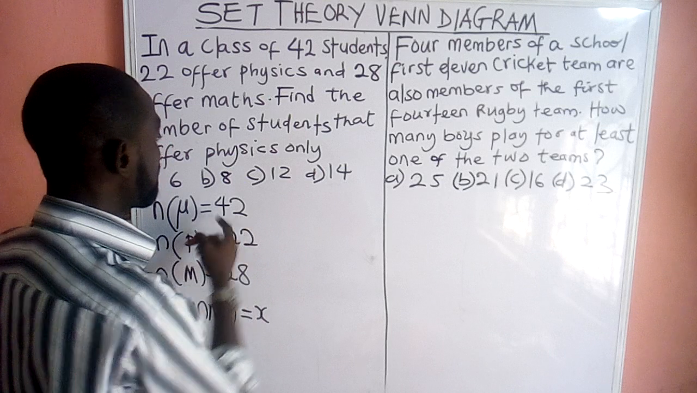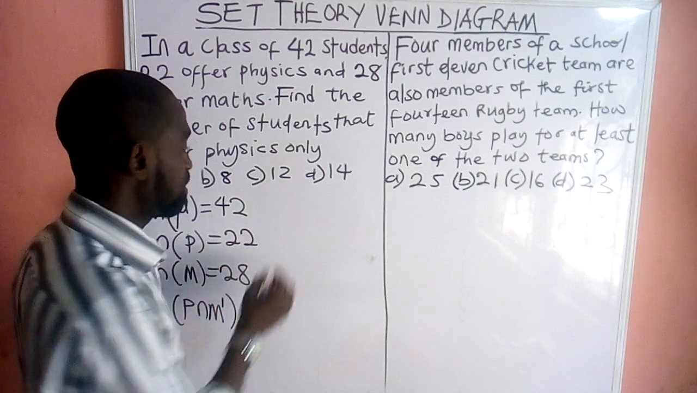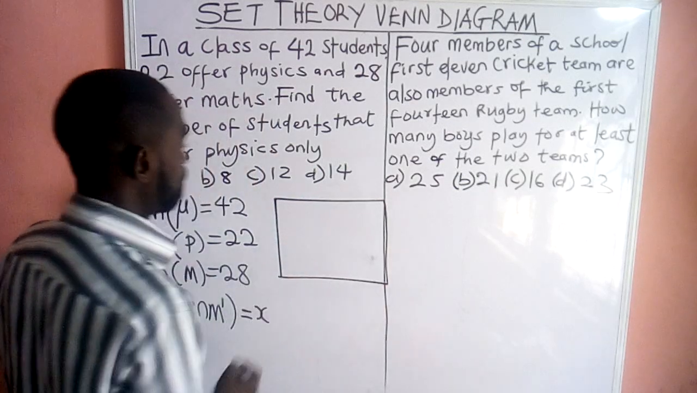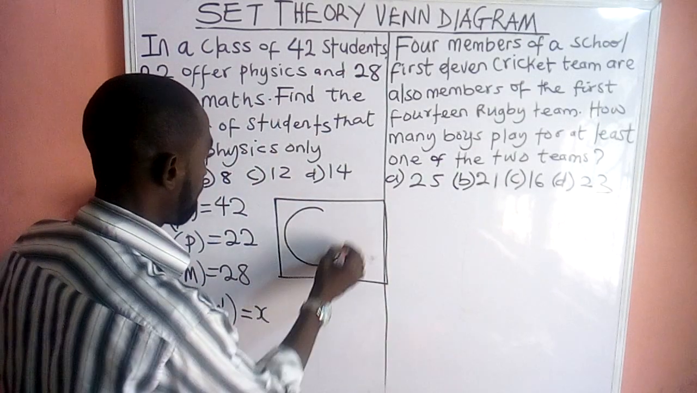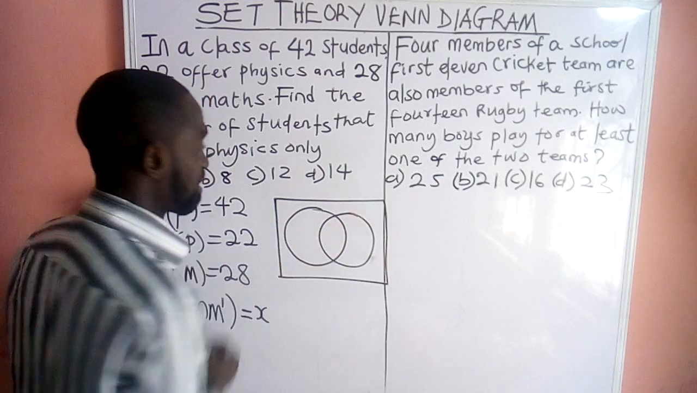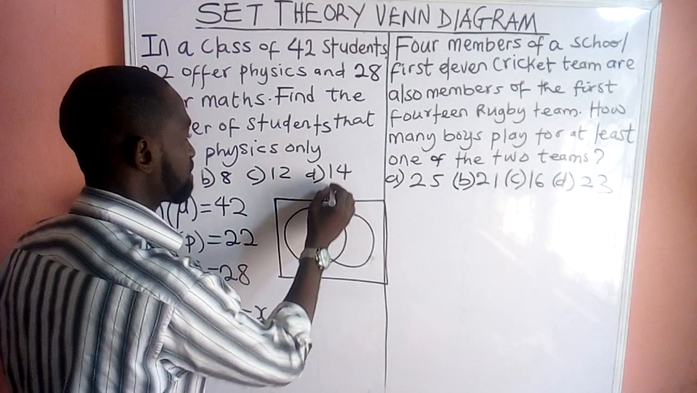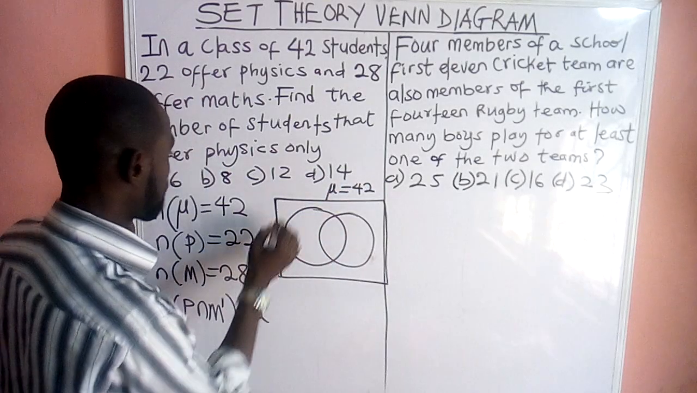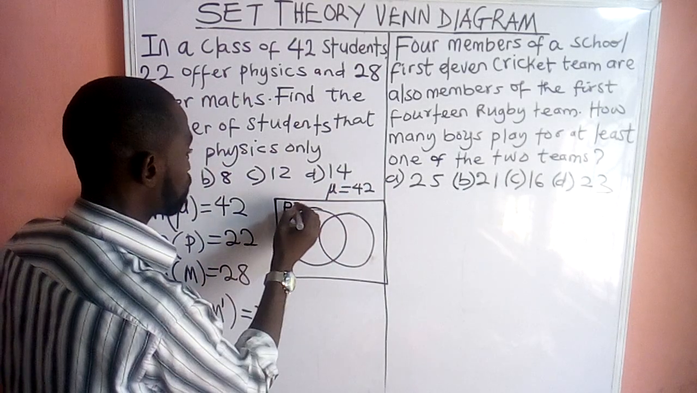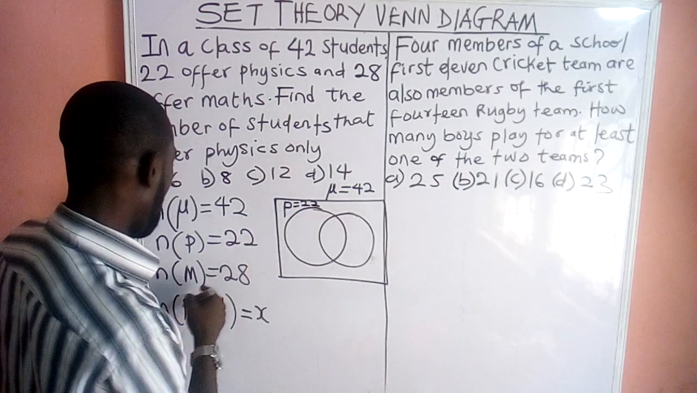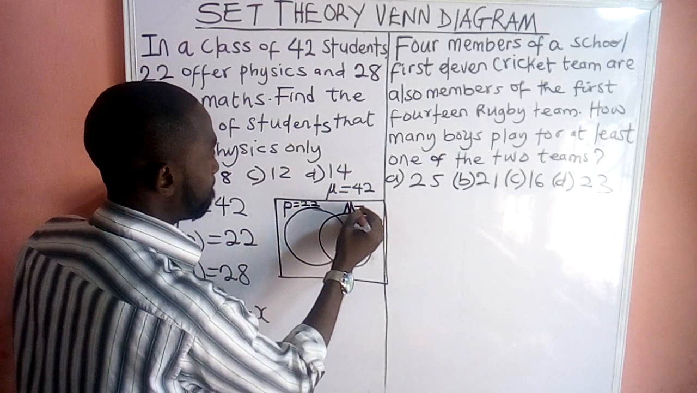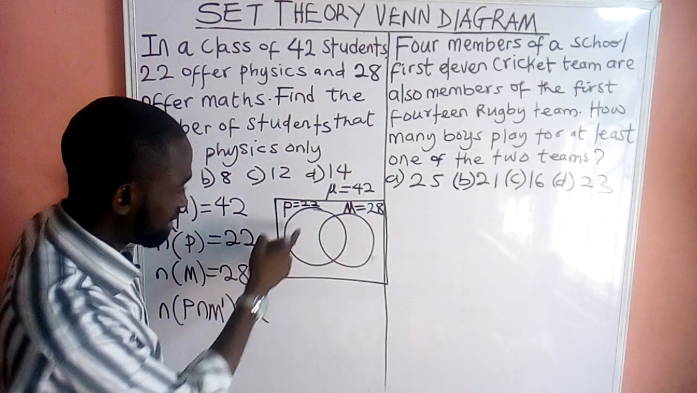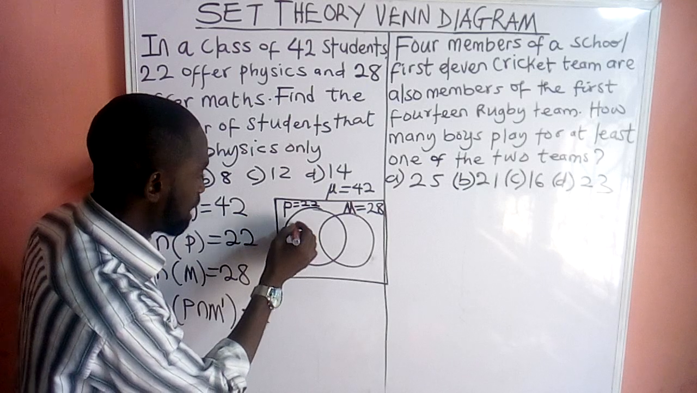We have two overlapping circles. Class, are you with me? Physics here and maths here. Let's assume the universal set is 42. Then our physics is 22, and our maths is 28. Now, where is this s going to be? The s will be here. Are you with me now?